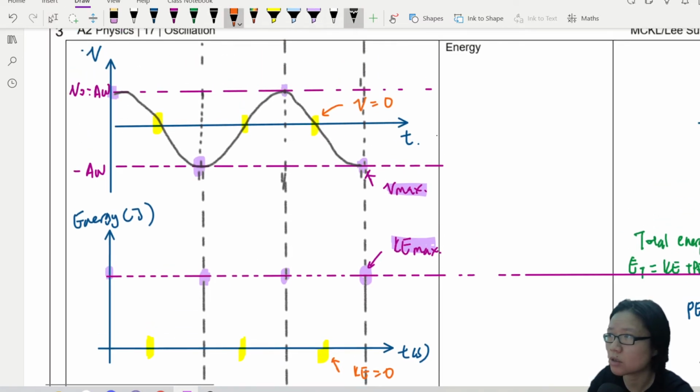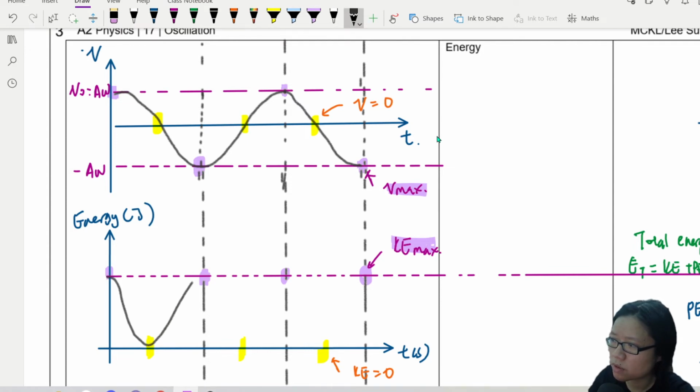Sinusoidal, right? Because the pattern already looks very sinusoidal. So I'm going to draw out a sinusoidal function. Okay. This is actually a sine square graph, or a cos square graph. Sorry, it's a cos square graph. The reason why this is a cos square graph is because you square velocity, right? So you're going to get a graph that's shaped something like this.